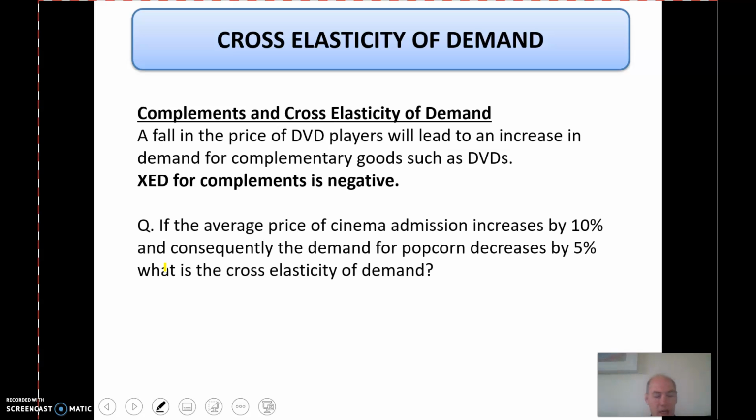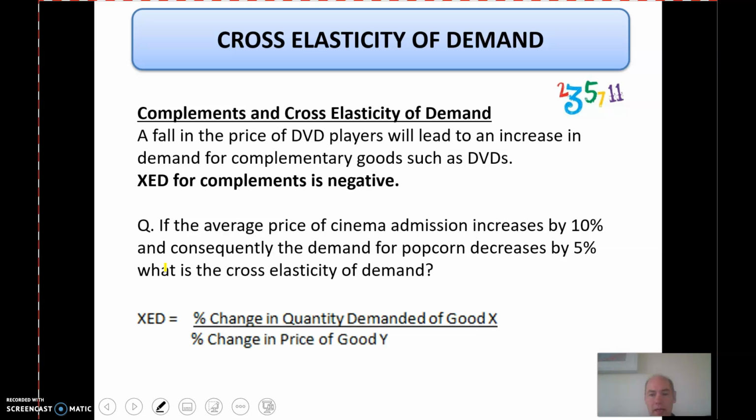You've got this in your notes, so again, fill in the figures. If the average price of cinema admission increases by 10%, and consequently the demand for popcorn decreases by 5%, what is the cross-elasticity of demand? Okay, so fill the figures in, and you can come back to me in a minute with the answer.